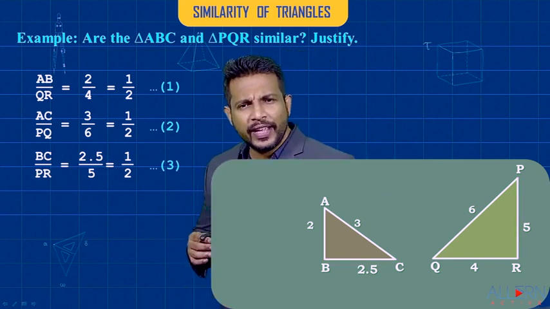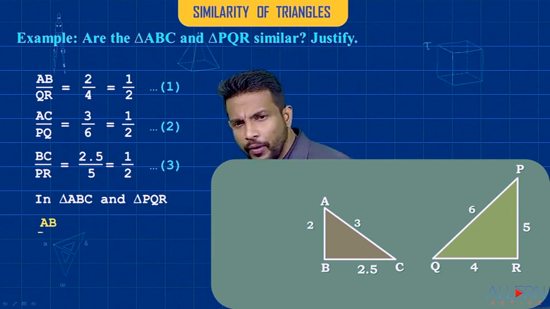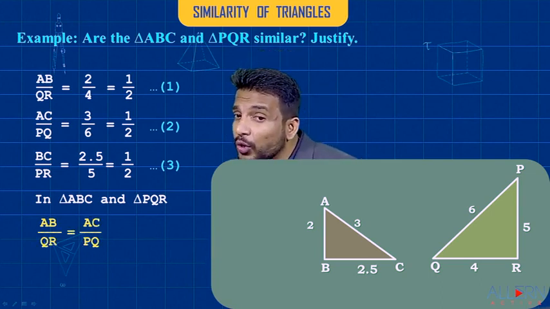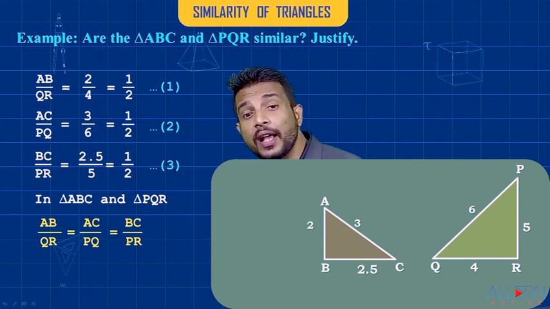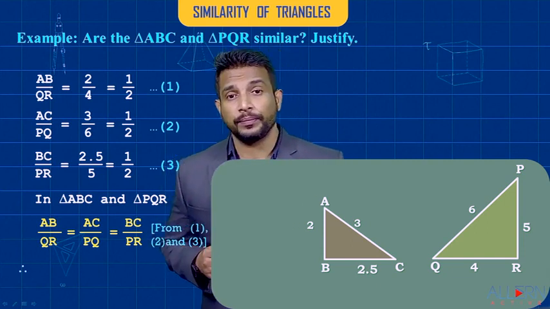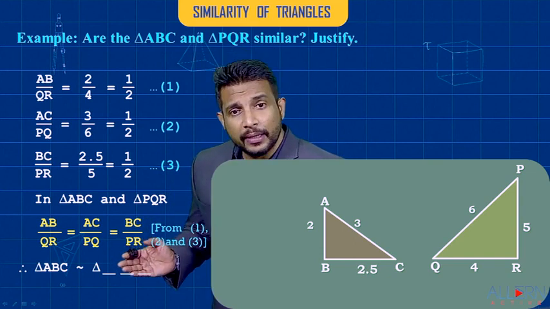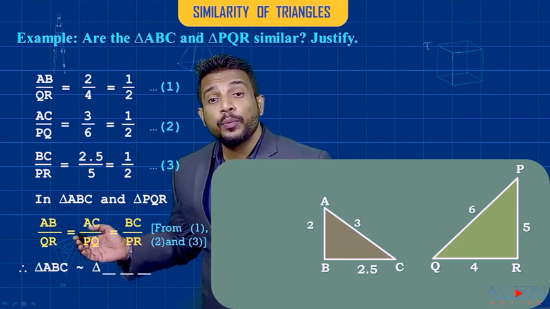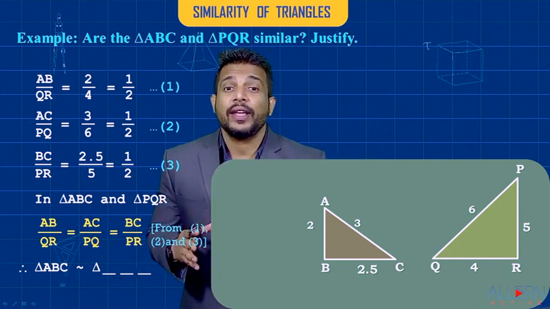So from this, what we can say is that in both the triangles, we got all the 3 ratios to be equal. That is AB upon QR is equal to AC upon PQ is equal to BC upon PR. That means now we can say, yes, both the triangles are similar. But the most important thing we are going to do now is very critical. Whenever we write two triangles similar with the symbol of similarity in between, it has to be as per the one-to-one correspondence of the vertices. Now that is very critical.